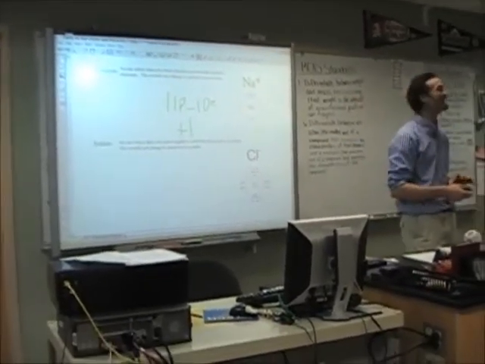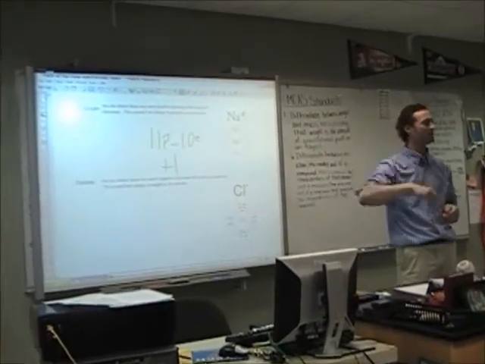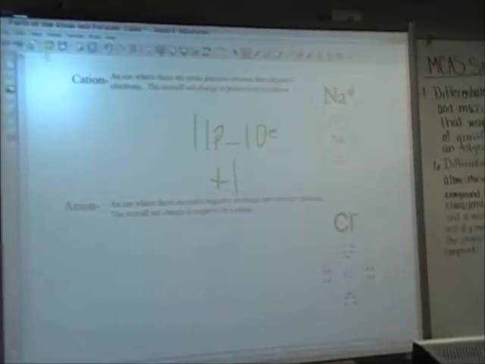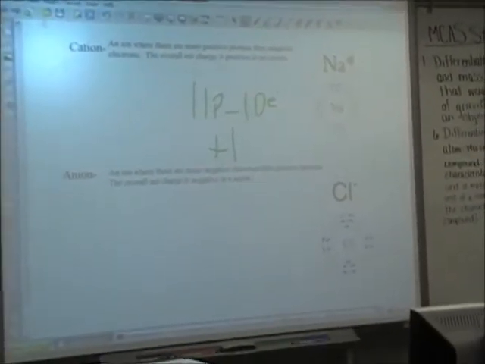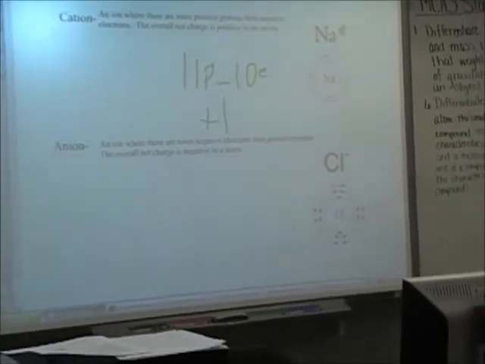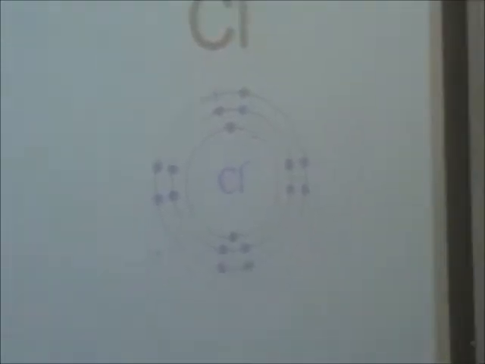Anion. Anions are negatively charged ions. So chlorine. What is chlorine's atomic number? You can go to the periodic table. Chlorine, atomic number 17. So that means it has how many protons? 17. It has 17 positive things, so 17 protons.